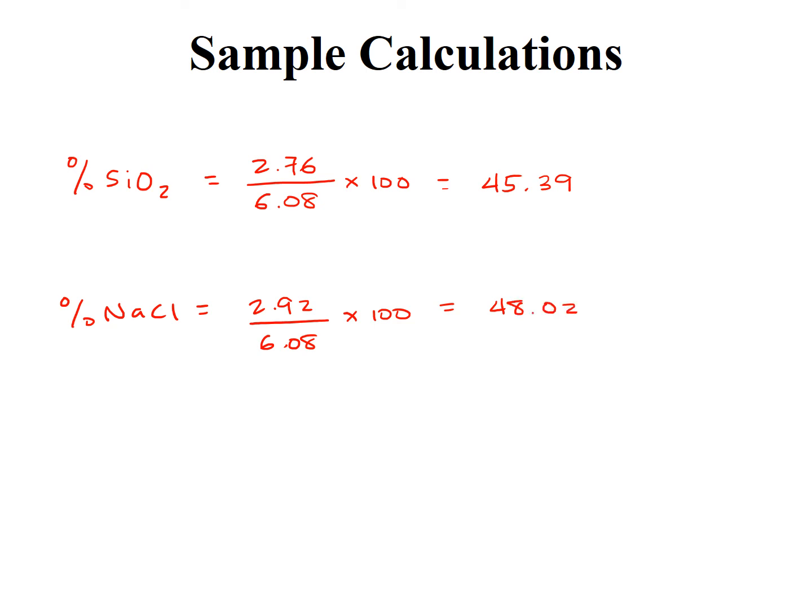48.02. Okay, so what you're going to do, you add the two of them together, 48.02 plus 45.39. So you only have here what? The total for them, 93.41. In theory, you should have what? 100%. So you could say there must be some erroneous error in it.